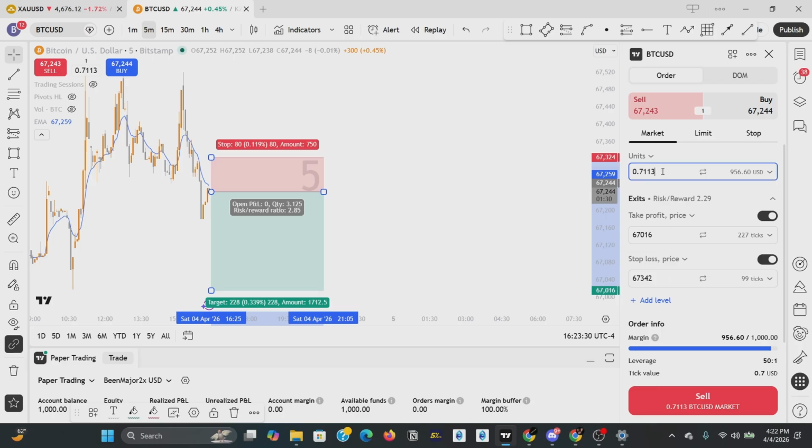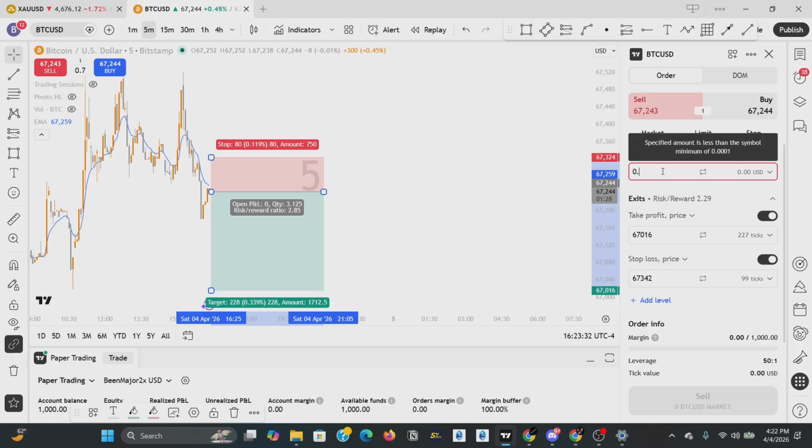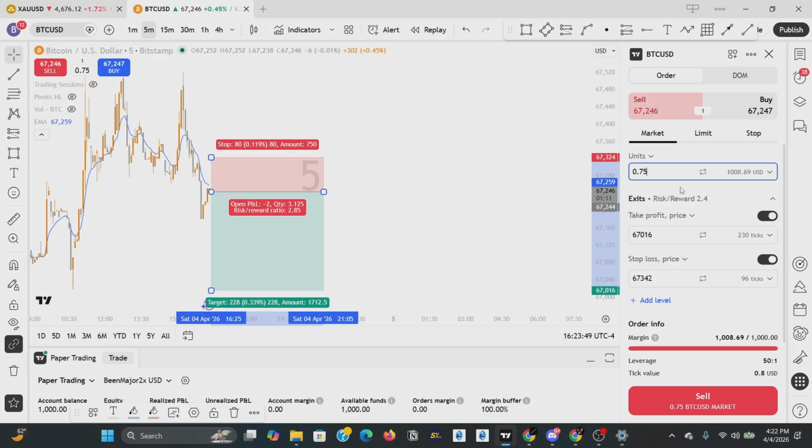You change that by changing the units. The units for, I don't know what it's called for crypto, but for Forex it's lots. For stocks it's shares, and for futures it's contracts. So I'm gonna put 0.75. You see how that's above my margin? I can't do that one. So let's do 0.74. That's within my margin. I could do that one. Let's see, 0.45. That's above my margin again. 4.4, 4.3. So now I'm maxing out my whole margin.